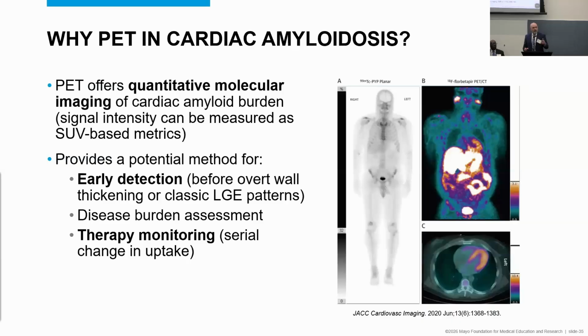So finally, coming to PET. Again, PET also allows quantitative molecular imaging. It potentially can pick up early detection before overt wall thickening, and I have some cases in our next talk of why PYP or bone tracers might not be the best tracers, because they often are late in the disease process, meaning the patient already has the disease before we do this, and it can allow us to look at monitoring of therapy.